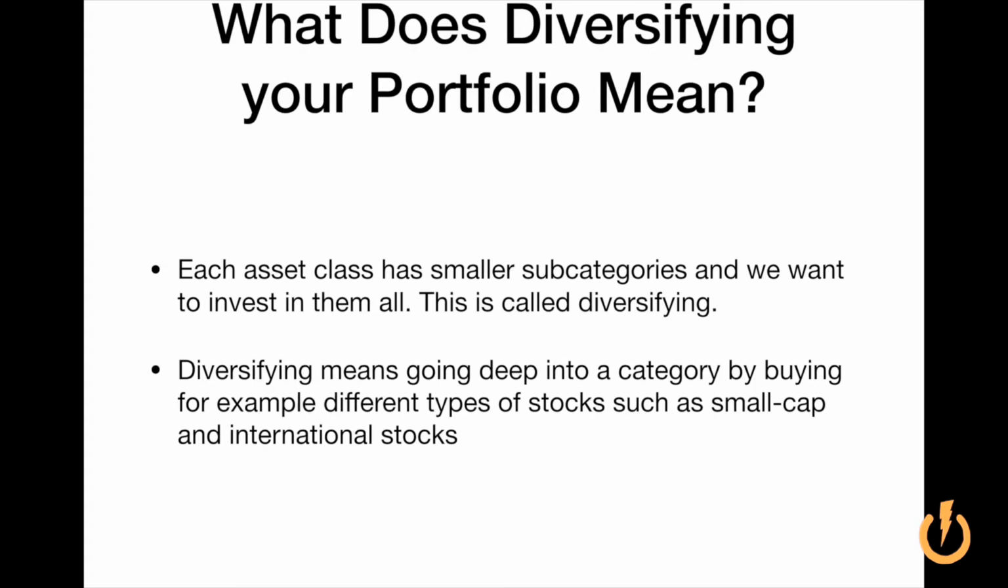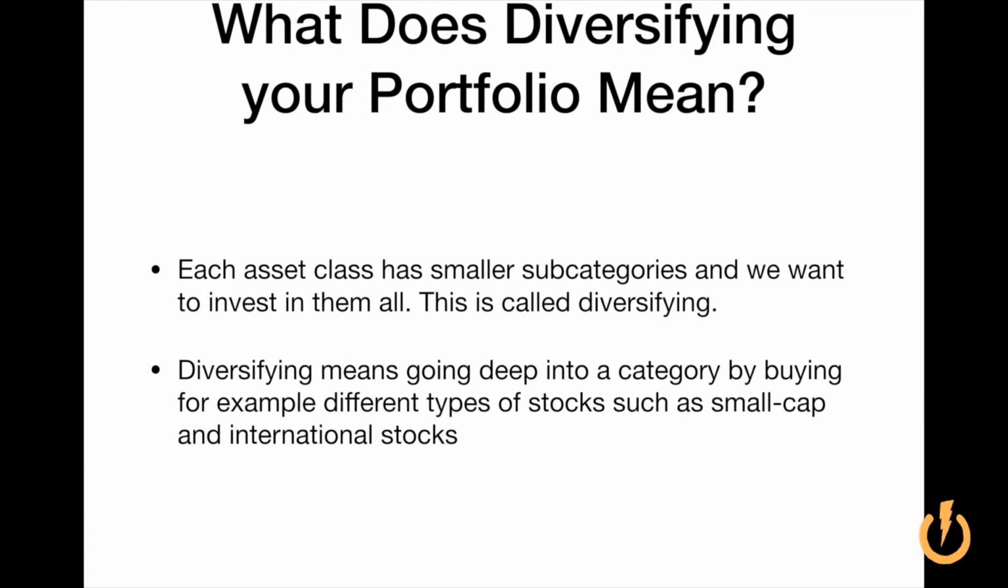Each asset class has smaller subcategories, and we want to invest in them all. This is called diversifying. Diversifying means going deep into a category by buying, for example, different types of stocks, such as small cap and international stocks. You'll see on your 401k, it gives you the option to invest in large cap, mid cap, small cap, international investment, and other types of stocks.